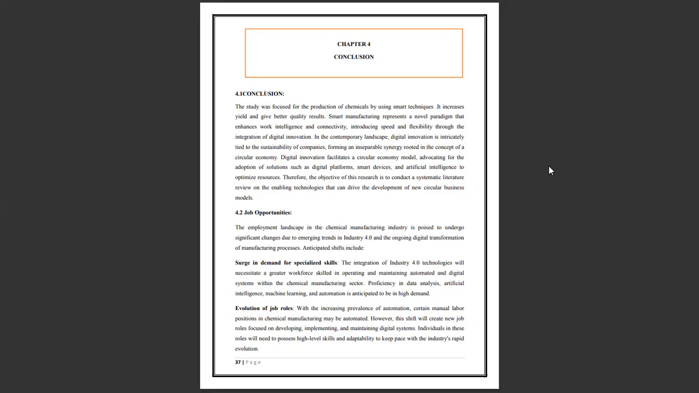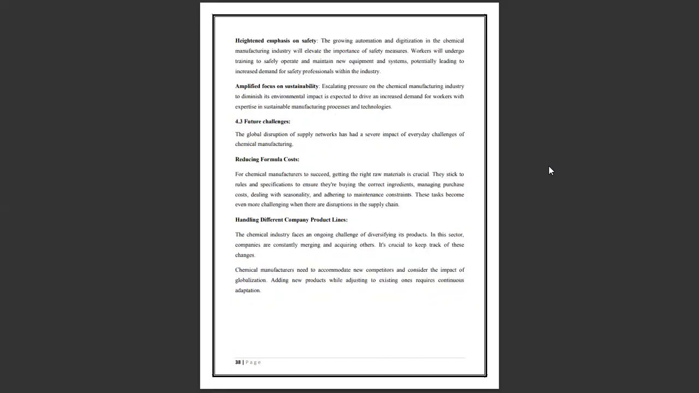Proficiency in data analytics, artificial intelligence, machine learning, and automation is anticipated to be in high demand. Now, evolution of job roles. With the increasing prevalence of automation, certain manual labor positions in chemical manufacturing may be automated. However, this shift will create new job roles focused on developing, implementing, and maintaining digital systems. Individuals in these roles will need to possess high-level skills and adaptability to keep pace with the industry's rapid evolution.